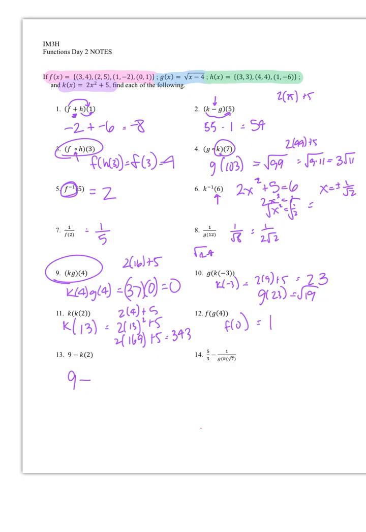This one is saying 9 minus whatever k of 2 is. K of 2 is 13. I only know that because I did it up here. And then 9 minus 13 is negative 4.